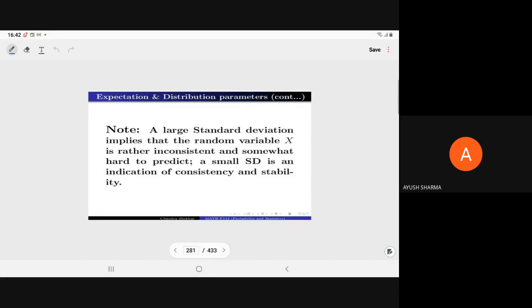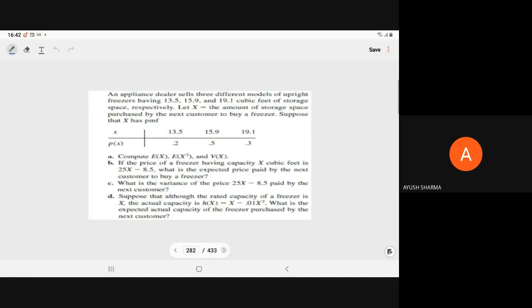The large standard deviation implies that the random variable x is rather inconsistent. If the standard deviation is large, then we say data is inconsistent, otherwise data is consistent. And when the data is inconsistent, the process, the possible outcomes, are very hard to predict, or we can say the process is unstable.